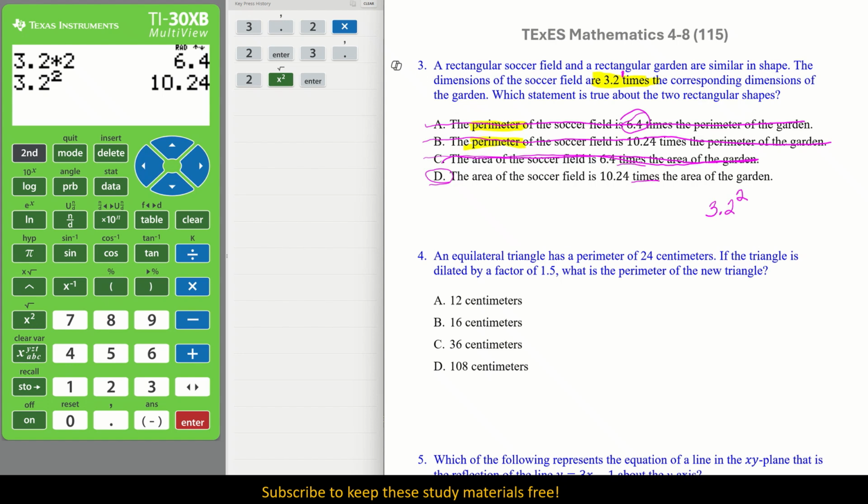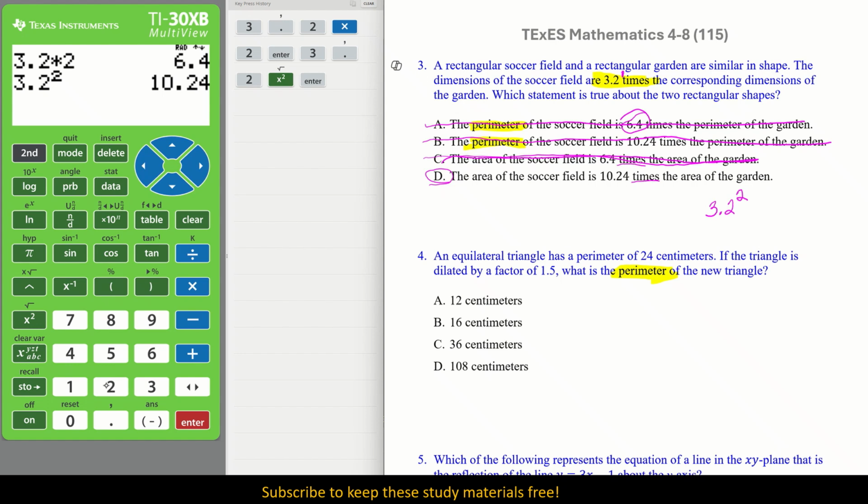A quadrilateral triangle has a perimeter of 24 centimeters. If the triangle is dilated by a factor of 1.5, what is the perimeter of the new triangle? Here again, they are talking about perimeter. So what I said above is what we need to do. We keep it at the first power. It is one dimensional because of perimeter. So you apply it as is. Do not square it, do not cube it.